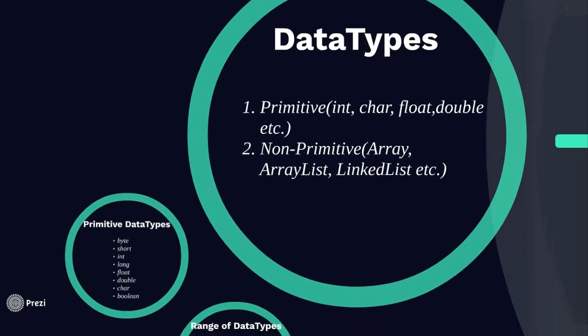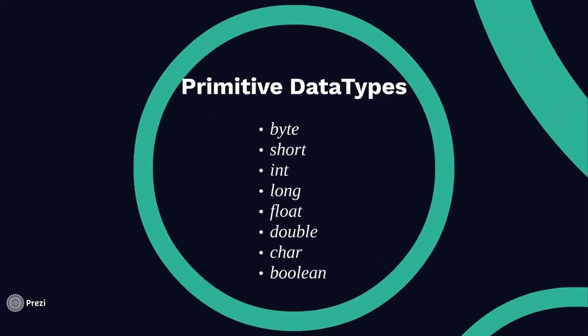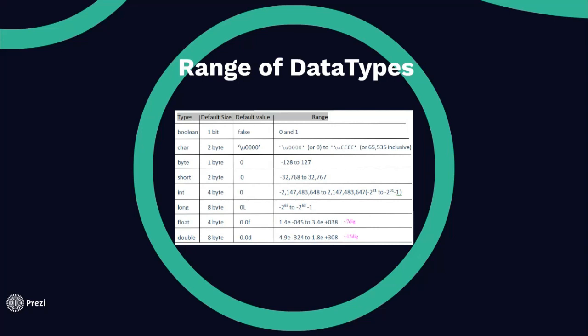Java defines 8 primitive types of data: byte, short, int, long, float, double, char, and boolean. The first 4, that is byte, short, int, and long, are used for storing integer values. Float and double are used to represent numbers with fractional precision. Char is used to store character, and boolean is a special data type which contains only two values, that is either true or false. Now here is the range of data types which we have discussed, the primitive data types.